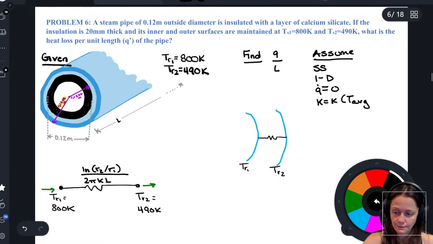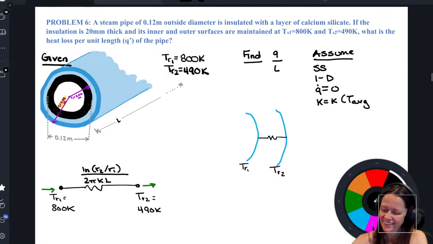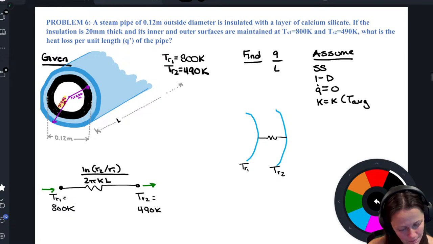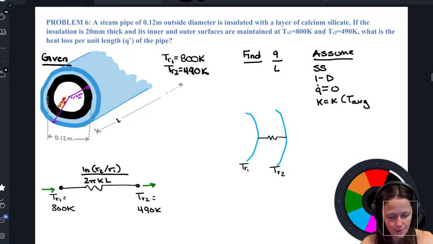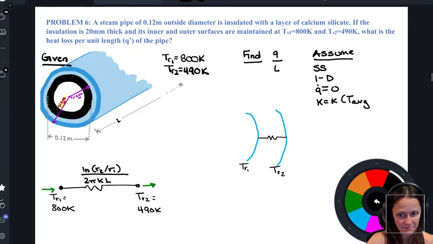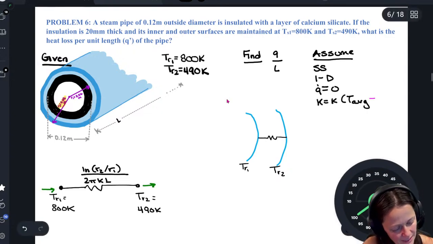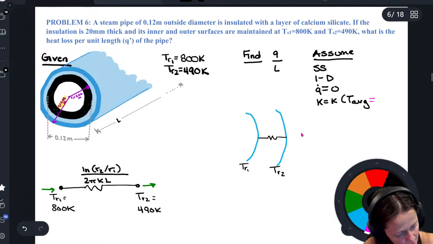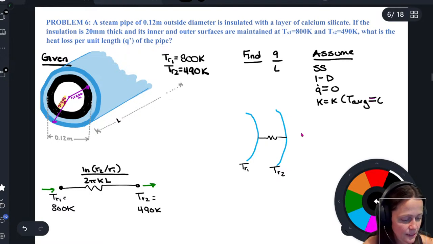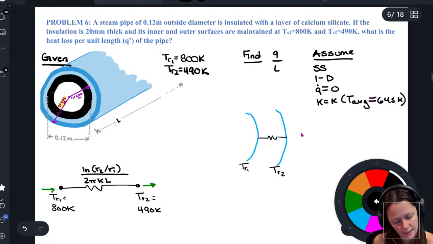So what is that? 800 plus 490 is 1290, divided by 2, 645. 645 Kelvin. And let's go look it up.